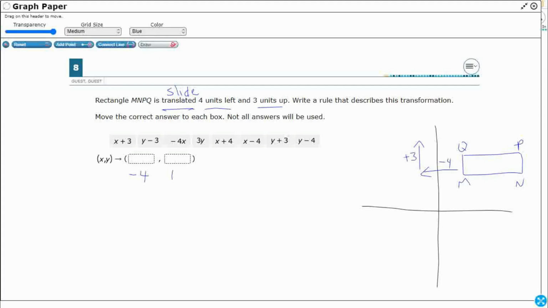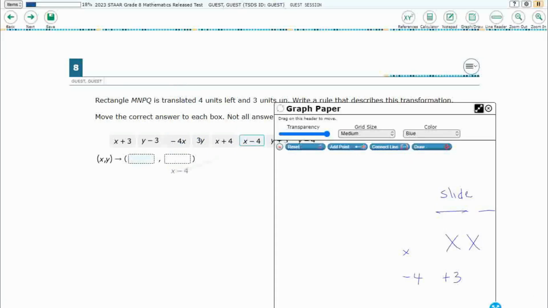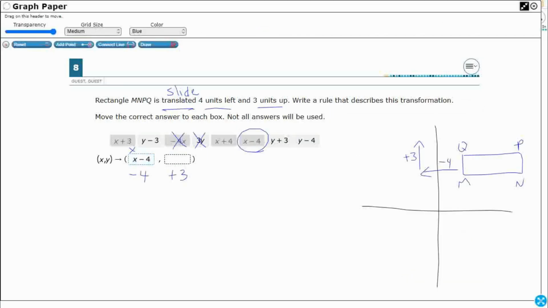So how are we going to represent this rule? Well, we're not going to multiply, okay? These that I'm crossing off are dilations. So we're not going to dilate it by making it larger or by making it smaller. We're going to move our x, because this is the x, right? We're going to move it 4 to the left, so that's going to be x minus 4. So let's grab that in there. And then we are going to go 3 units up, but this is the y.